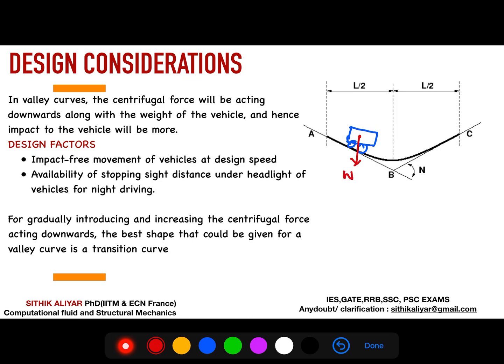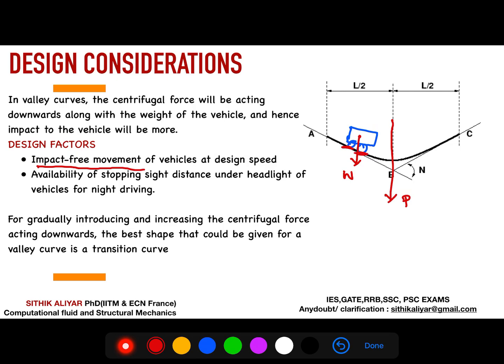Weight of the vehicle will act downward. Also, because of the curve, the centrifugal force is going to act downward. So one of the prime differences from the summit curve that the valley curve is going to face is the impact. When you are moving in a valley curve, your vehicle will go out of control because of the centrifugal force, and the weight will also help. So both will be acting in the downward direction, which will create an impact on the wheels. So it will create discomfort to the passenger.